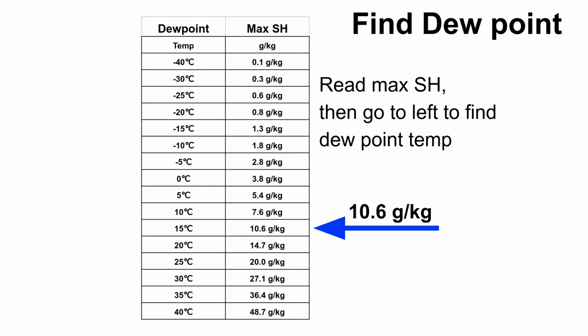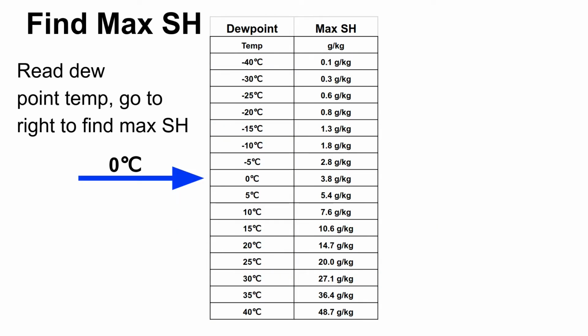So if you were given a problem and I told you the specific humidity is 10.6 grams, what's the dew point temperature? You find the maximum specific humidity, and then you slide over to the left to find the dew point temperature. So the dew point temperature, if you have 10.6 grams of water vapor, is 15 Celsius. You can also use the same table to find the maximum specific humidity. So if you know the temperature, 0 degrees, you just slide over to the right to find the maximum specific humidity. So at 0 degrees, the maximum specific humidity is 3.8 grams per kilogram.